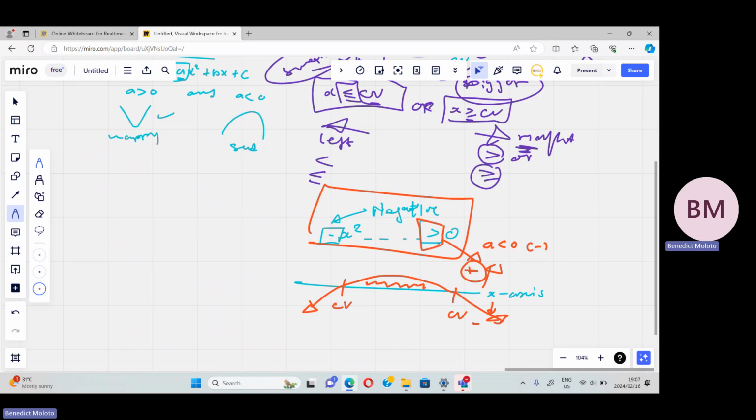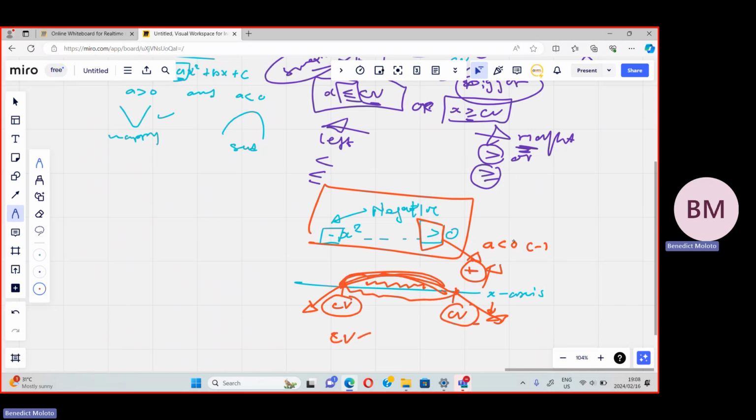That means our answer is going to be from here to that point, because the graph is positive. The solution is from this critical value to that critical value. Remember, these critical values are not equal. I just wrote CV because of critical values: greater than, less than, x greater than CV, CV greater than x.